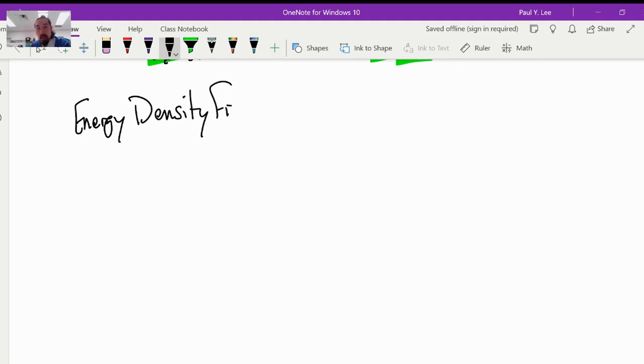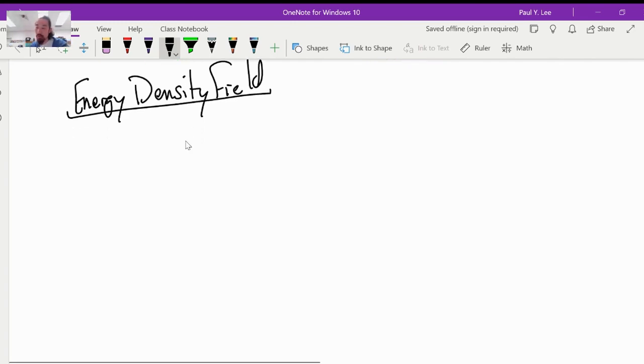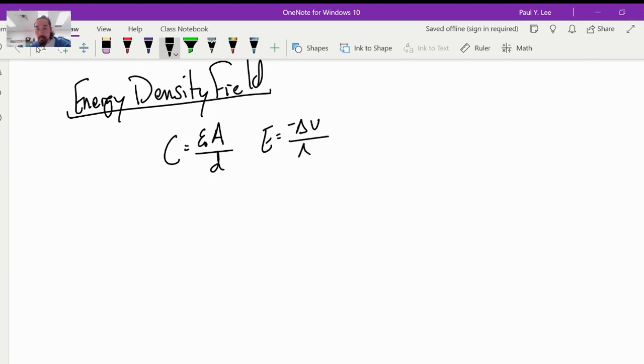All right, this next part of the video, we're going to go over what we call the energy density in a field. Okay, so this is one of those relationships that you should know how to look for. So let's start off with the capacitor formula, where capacitance is equal to epsilon naught, which is the vacuum permittivity, A, which is the surface area, divided by D, which is the distance between the two plates. And because between the two plates there's an E field that is created, we're also going to show the E field formula like so.